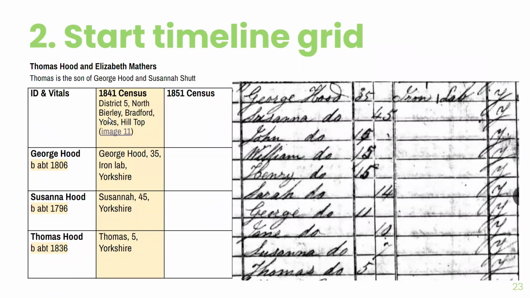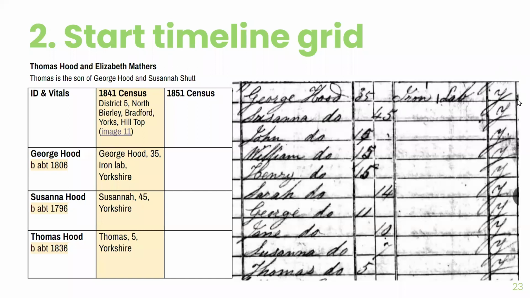So first of all, at the top, I put in where the enumeration took place. So they're in District 5, North Bearley. I hope that's how you pronounce it. I actually don't know. In Bradford, Yorkshire, etc. Then here's George Hood, age 35. He is an iron laborer.